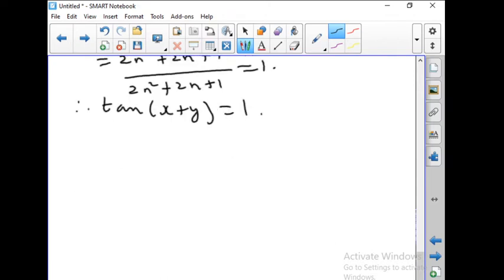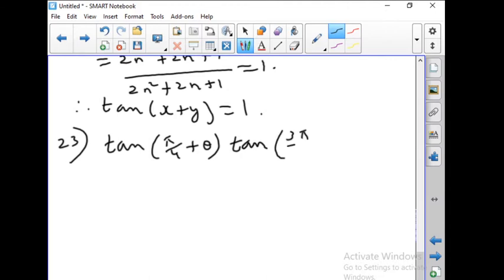So now question number 23. Prove that tan(pi by 4 + theta) into tan(3 pi by 4 + theta) is equal to minus 1. Okay, we have to prove this. So take the left hand side.